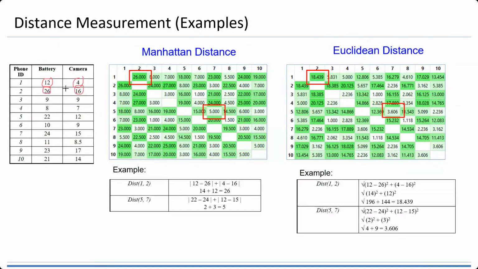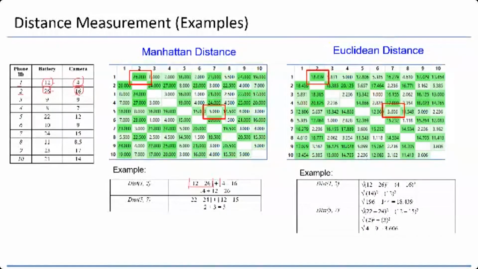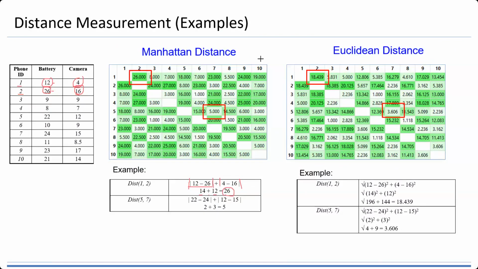So the distance between phone number 1 and number 2 is 12 minus 26, and then we put the absolute, plus 4 minus 16. We put absolute. So the result will be 14 plus 12, and it is 26. So 26 is the value to show that this is the distance between 1 and 2.